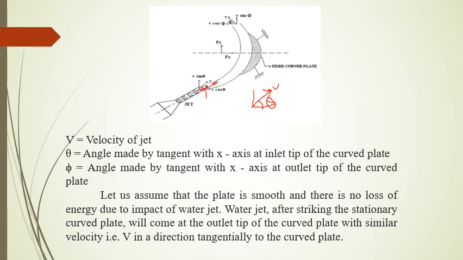This is jet inlet. At the inlet, angle made with the horizontal is theta, and at the outlet of the jet, the angle made with horizontal is phi, because the plate is unsymmetrical. Let us assume that the curved plate is smooth. So there is no loss of energy due to impact of the jet. The velocity at inlet of the jet remains constant at outlet also.